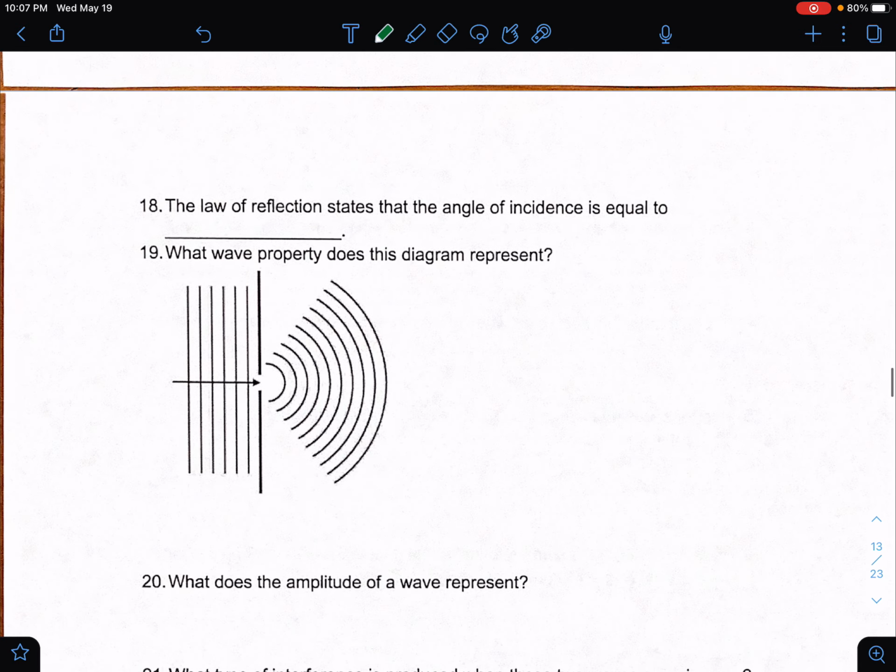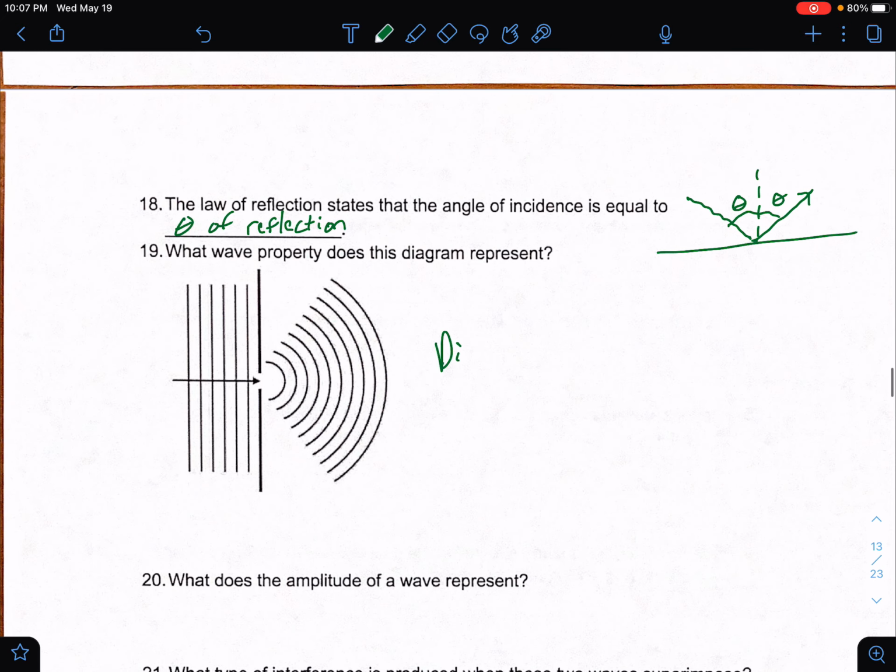Okay, number 18, the law of reflection states that the angle of incidence is equal to the angle of reflection. So whatever angle it came in at, if I have a surface and I'm bouncing something off, the angle that it came in at is going to be equal to the angle it goes out at. Number 19, what wave property does this diagram represent? Okay, so when you have sound waves that reach an object or an opening, this is called diffraction. So whenever they go through the opening, they will spread out after.